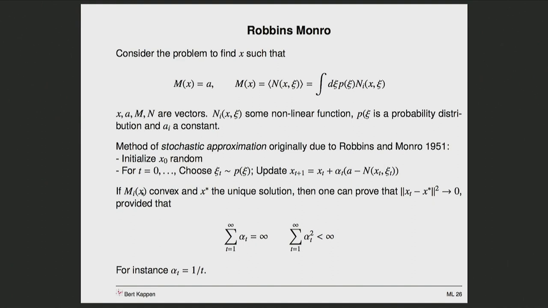And then the statement is: if this M is a convex problem, and X is the solution, then you can prove that this sequence X goes to that unique solution, in the sense that the norm goes to zero, provided that this learning rate, this alpha, has these properties. The first one says that it should stay non-zero, so it's decreasing. There can be two things wrong with decreasing. One is that it decreases too fast, before the process has actually converged. This condition ensures that doesn't happen, so that the sum of terms is sufficiently large. In fact, it has to add up to infinity.